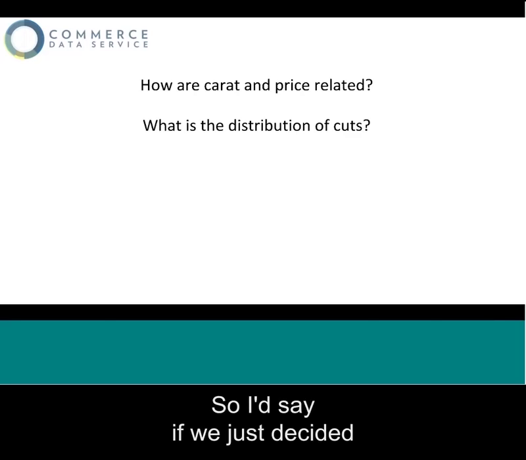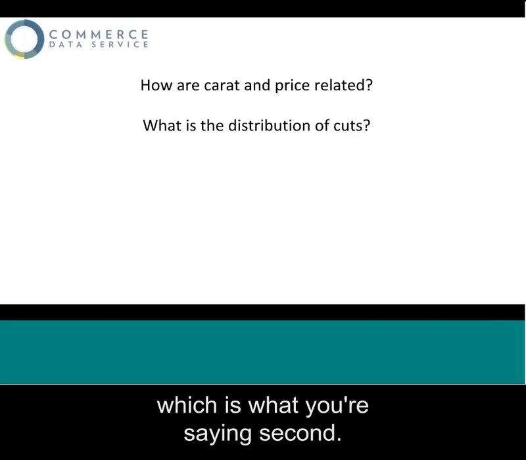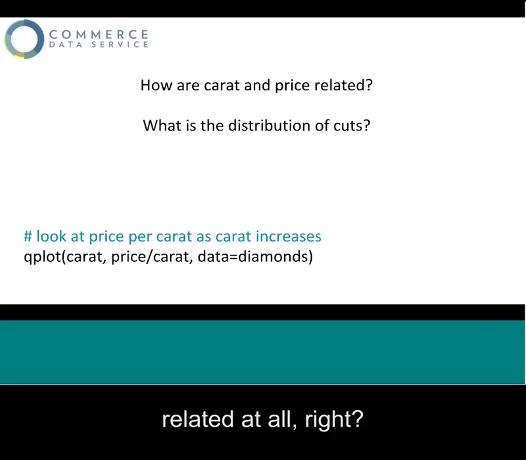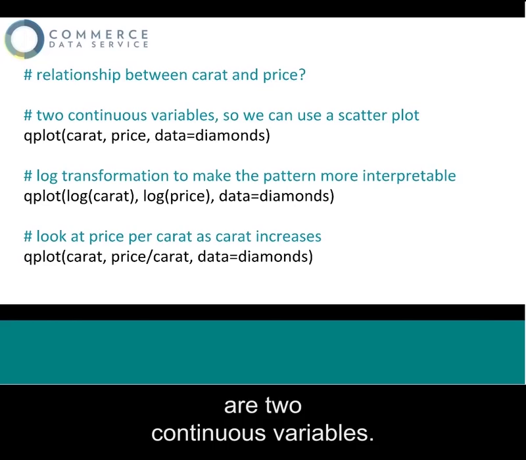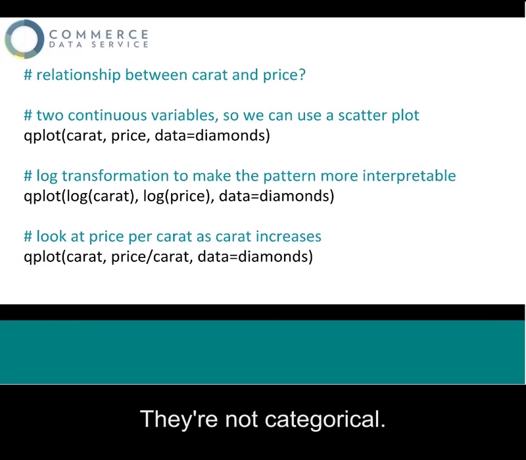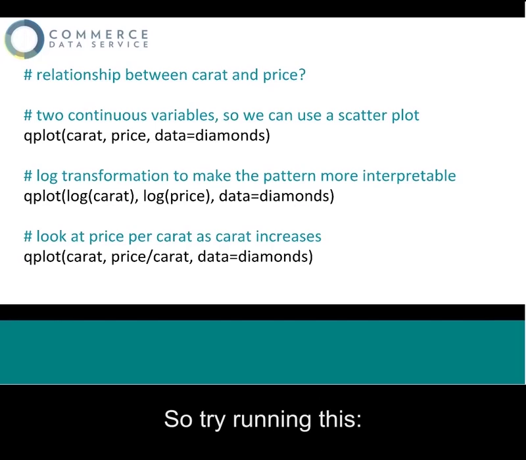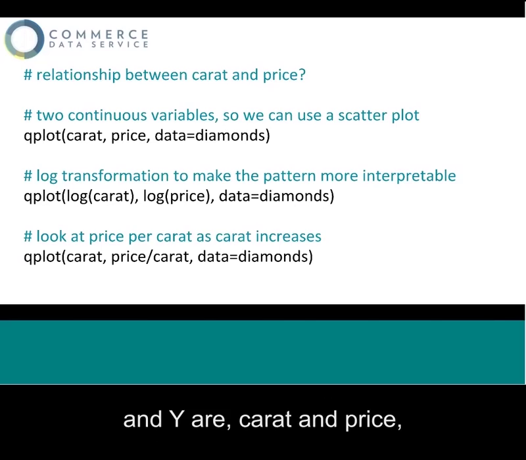So let's say we decided we're going to look at the distribution of cuts, which is what you were saying second. First, let's look at whether carat and price are related at all. We know carat and price are two continuous variables. They're not categorical, so scatter plots are pretty great for that. So try running this: qplot, and then you're telling it what your X and Y are, carat and price, and the data, diamonds.